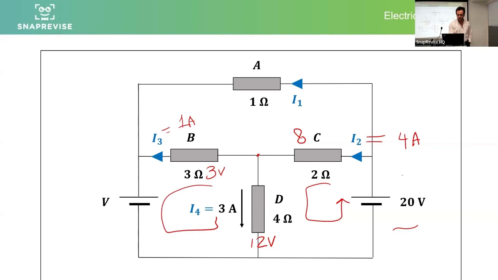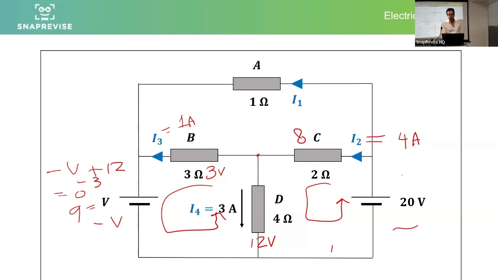Consider this loop down here. So we're going the wrong way through this, so we're losing V volts. We're then going the wrong way through a resistor, so we're gaining 12 volts. And we're going the right way through a resistor, so we're losing 3 volts. So we've got minus V plus 12 minus 3 volts, and that's got to equal 0. So therefore V is going to be 9.